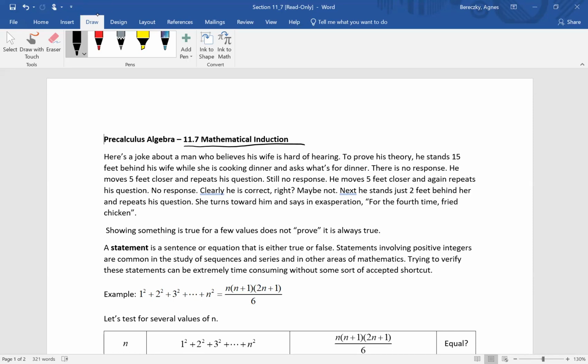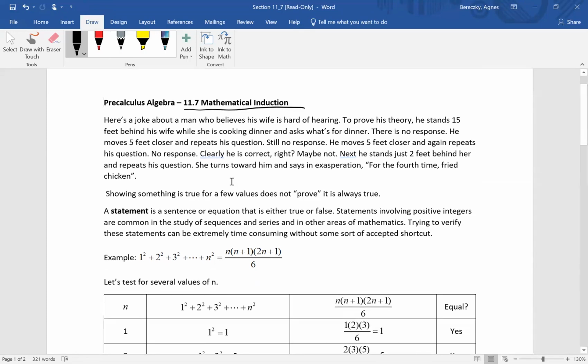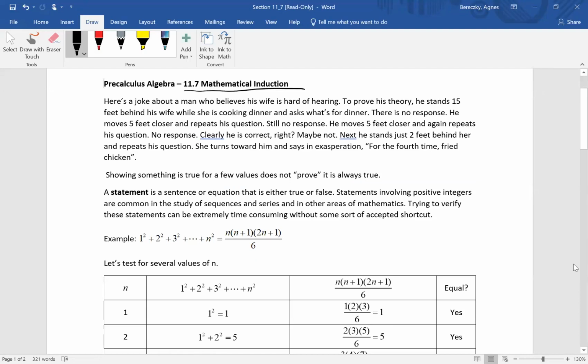Showing something is true for a few values does not prove it is always true. A statement is a sentence or an equation that is either true or false. Statements involving positive integers are common in the study of sequences and series and in other areas of mathematics. Trying to verify these statements can be extremely time-consuming without some sort of an accepted shortcut.